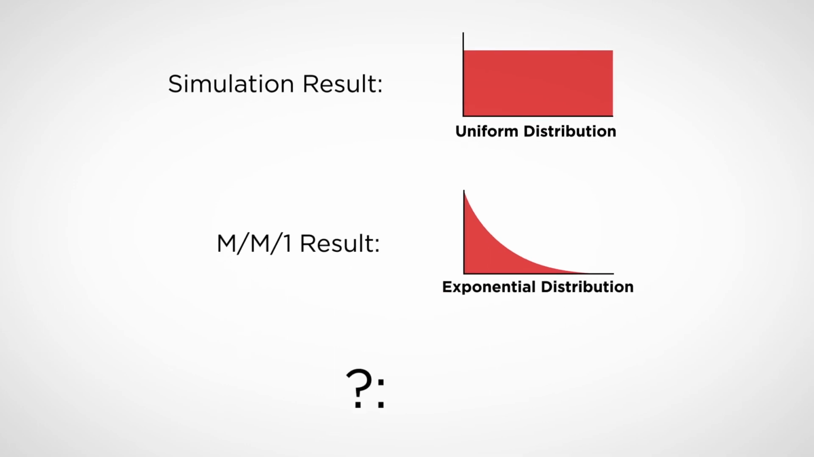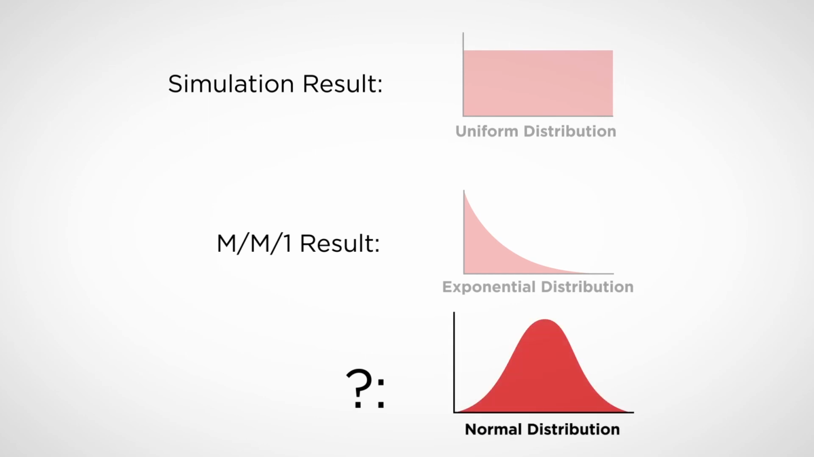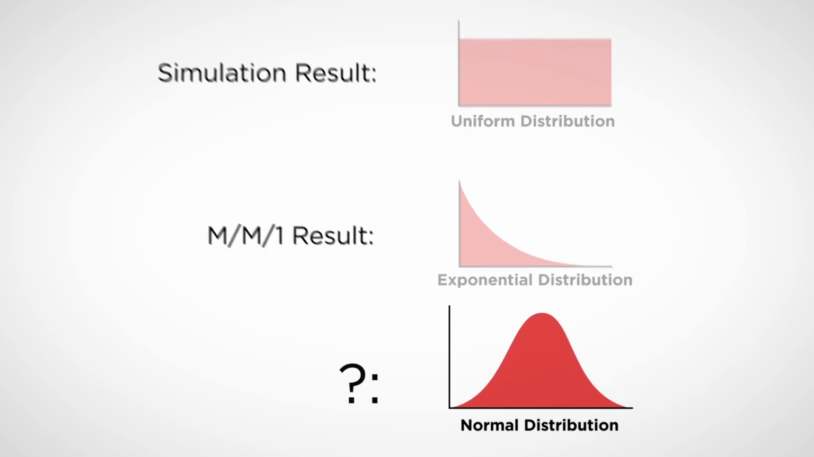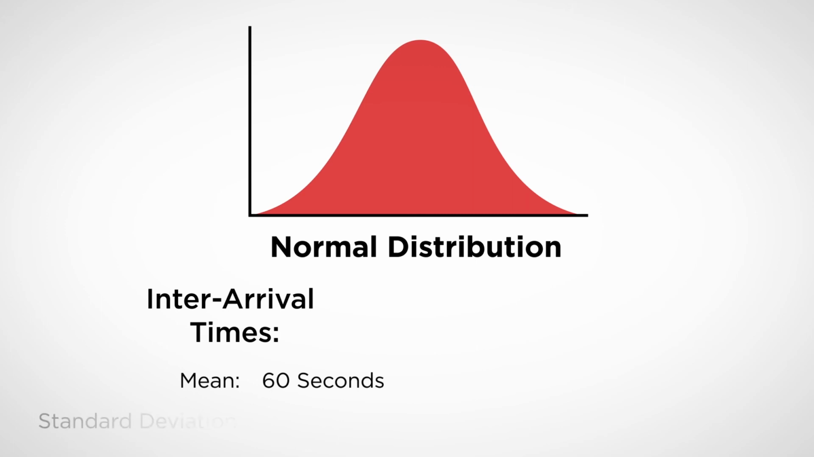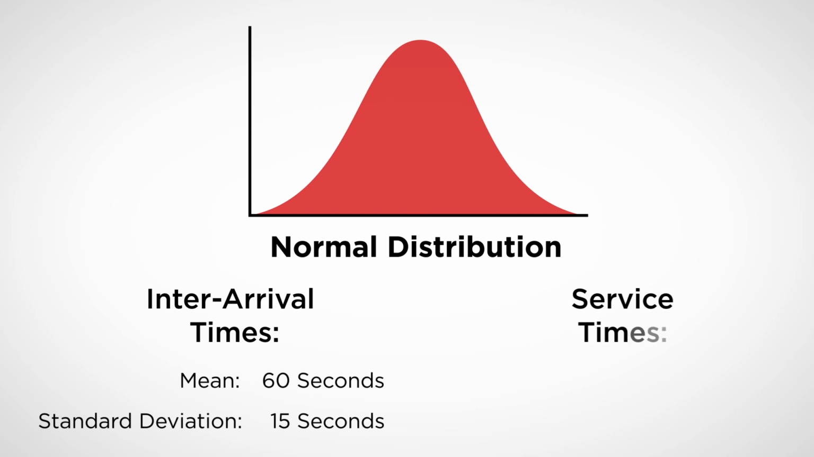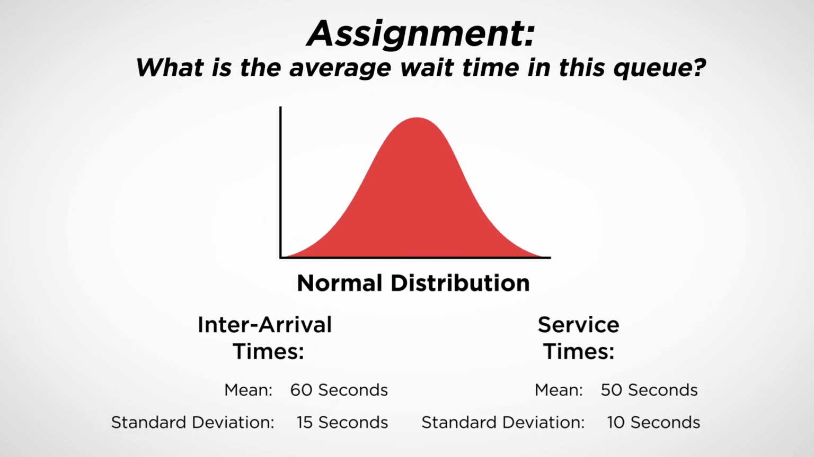So let's say the measurements are not really uniform and they're not exponential either. Let's say that we measure inter-arrival times and service times and they turn out to be normally distributed. Let's assume the inter-arrival times are normally distributed with mean 60 seconds and standard deviation of 15 seconds. And let's assume the service times are normally distributed as well, but with mean 50 seconds and standard deviation of 10 seconds. Can you calculate what is the average wait time in this queue?